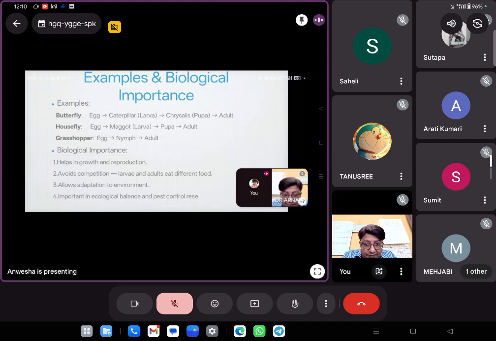Biological importance of metamorphosis. 1. Helps in growth and development. 2. Reduces competition since larvae and adults eat different types of foods. 3. Allows adaptation to the environment. 4. Importance in ecological balance and pest control.